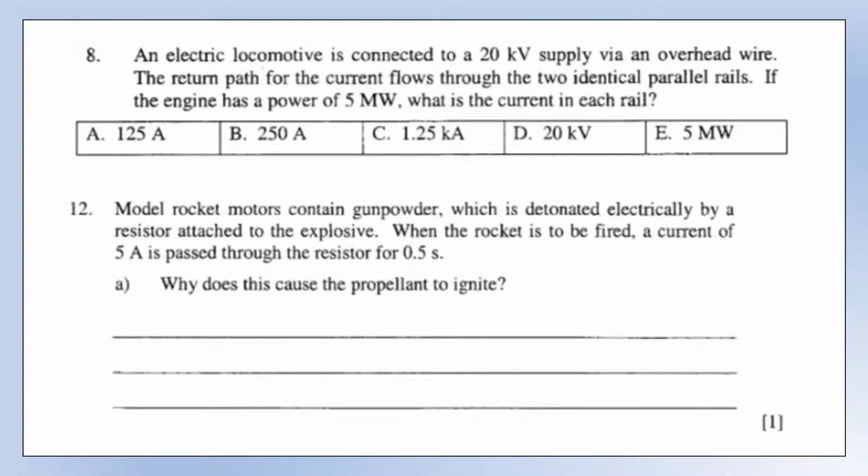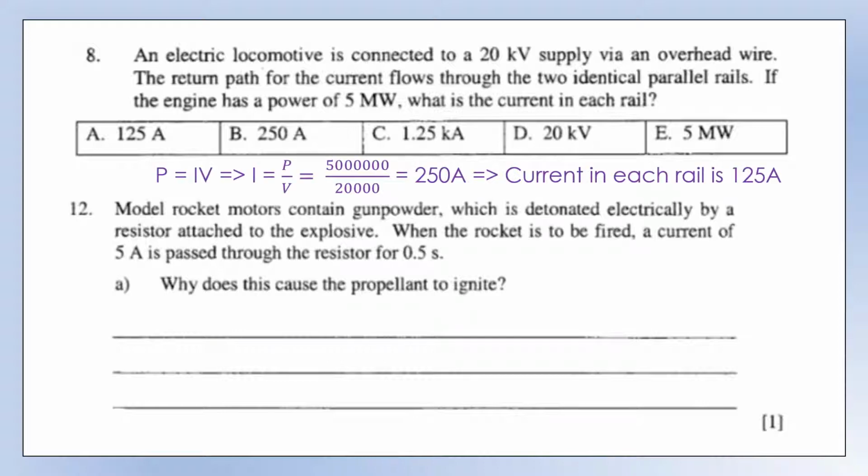Okay, so an electric locomotive is connected to a 20 kilovolt supply. The return path of the current flows through two identical parallel rails. If an engine has a power of 5 megawatts, what is the current? So we're going to use P equals IV. So using that, the current is 250 amps. We've got two rails though, so it's going to have 125 in each because they're identical.